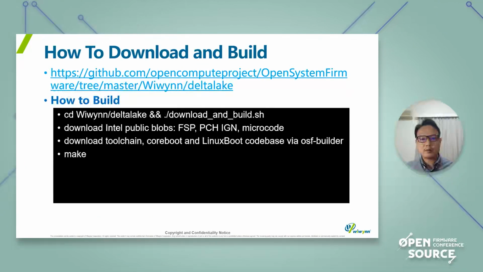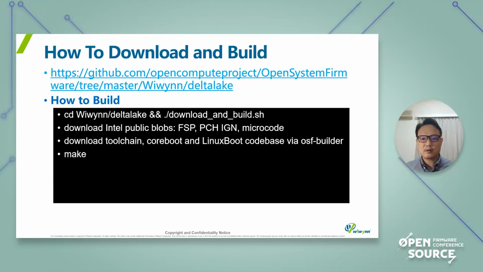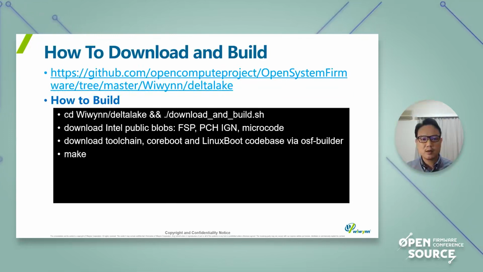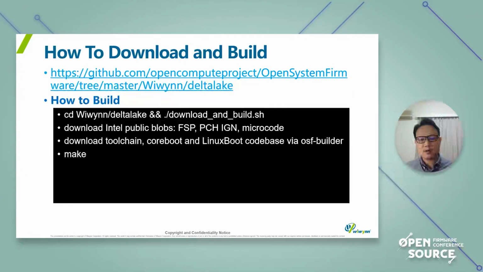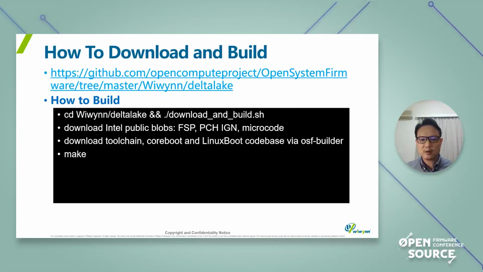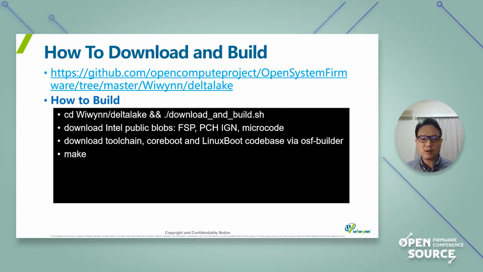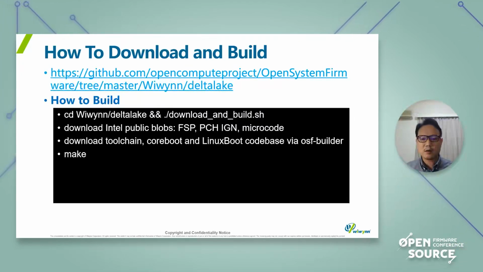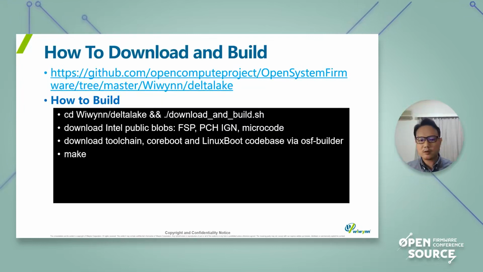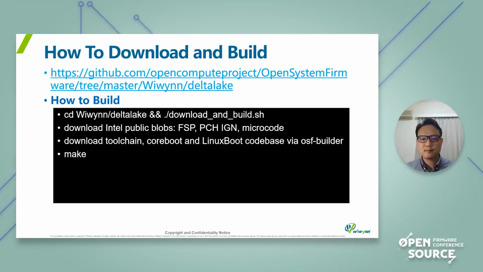How to download and build. So this is the link to the Delta Lake OCP OSF GitHub page. You can find most of the information there. It's very straightforward. You just git clone the repo and execute the download and build shell script. First, it will download Intel public blobs, including FSP, PCH ignition firmware, and microcode, and then it will download the toolchain, the coreboot, and LinuxBoot source code through OSF Builder. And finally, you will trigger make to build the firmware image. Pretty straightforward.